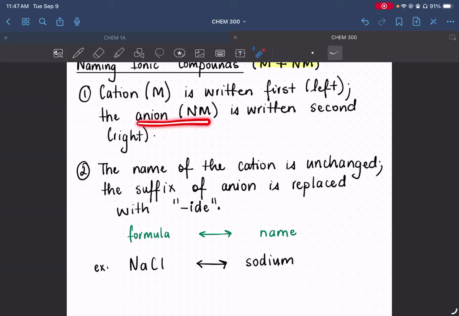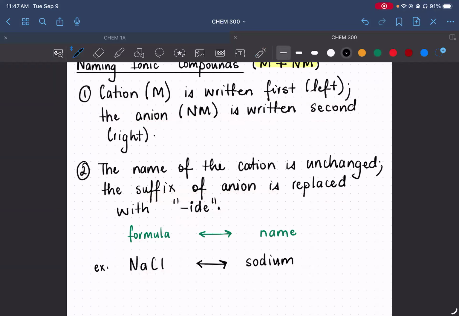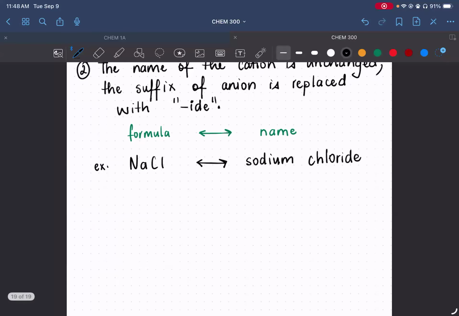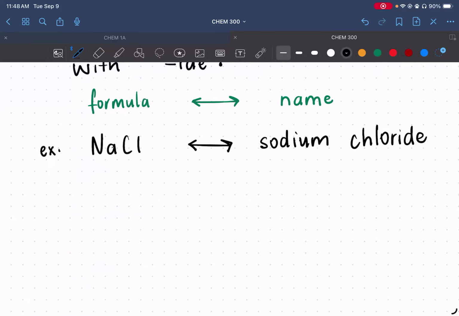The anion, the nonmetal, is written second on the right. That's that chlorine right there. And the suffix of the anion is replaced with "ide." So instead of chlorine, it becomes chloride. And that's it. You simply quickly confidently assume which one's the metal and the non-metal, left and right. And just remember to change the suffix of the anion. That's going from formula to name.